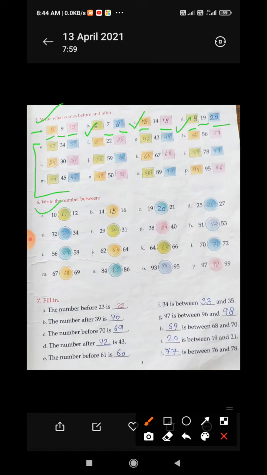Now question number 6, write the number name. You have to write the number between. आपको इसमें बीच का नंबर लिखना है बेटा.